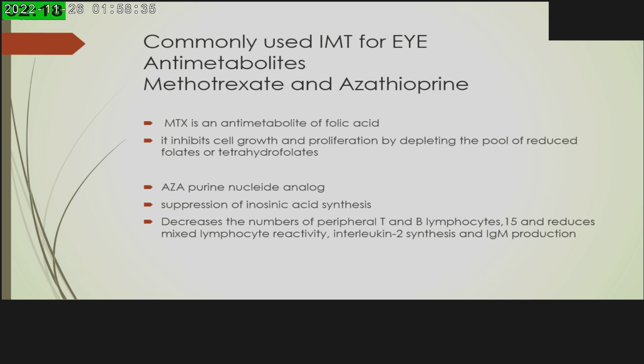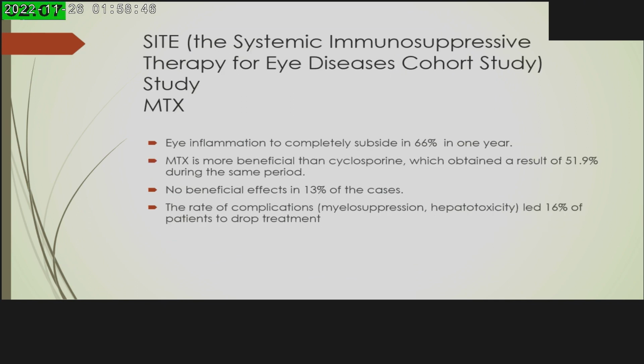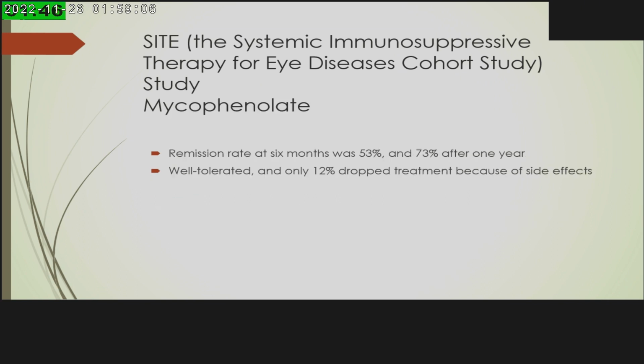Methotrexate is an antimetabolite of folic acid, and azathioprine. These are the two most often used purine nucleotide analogs, which suppress inosinic acid synthesis and decrease T and B cells. So this cohort study looked at methotrexate, and they found that eye inflammation completely subsided in 66% of the patients in 1 year, which is actually much more than cyclosporine, and only 13% of the cases had no beneficial effect, and the rate of complications was less than 16%. So this is a very effective, safe drug, methotrexate.